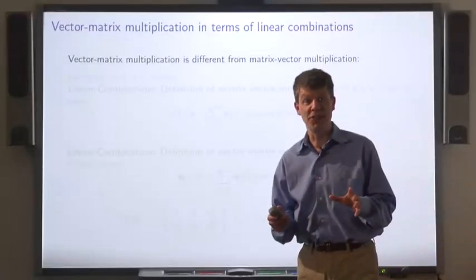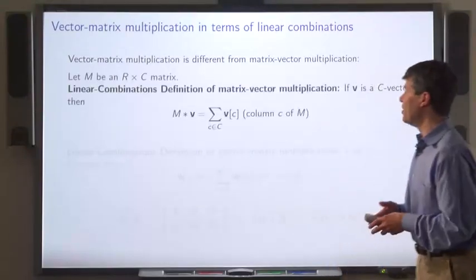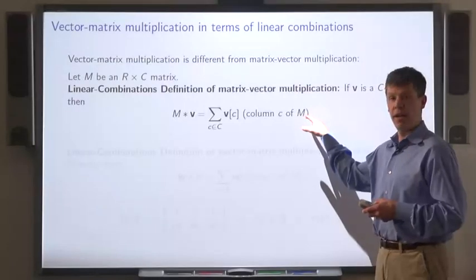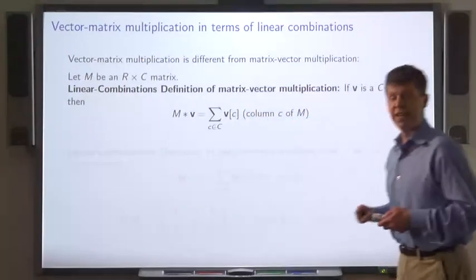Vector-matrix multiplication is different from matrix-vector multiplication. Let's start with the definition of matrix-vector multiplication. Remember, it's the linear combination of the columns of the matrix with coefficients given by the entries of the vector.